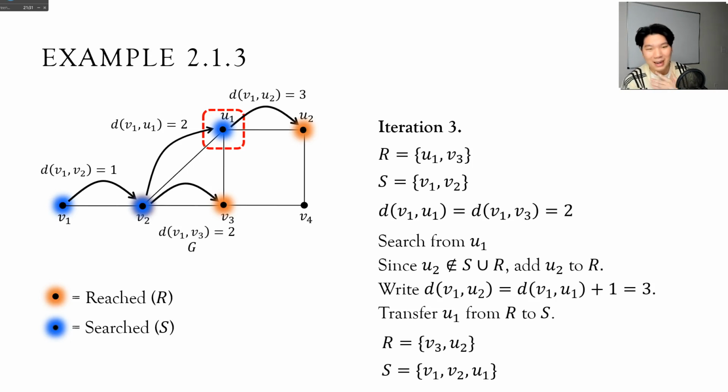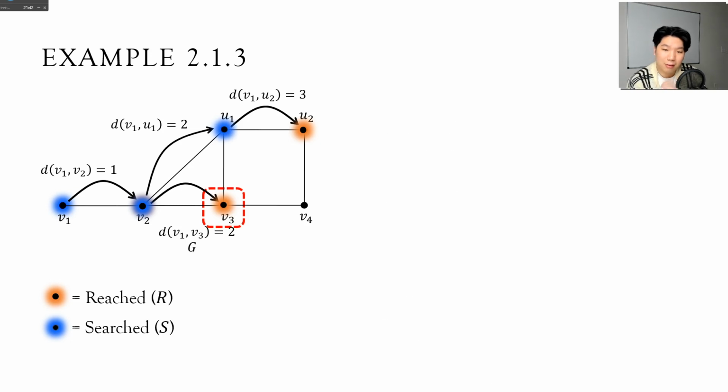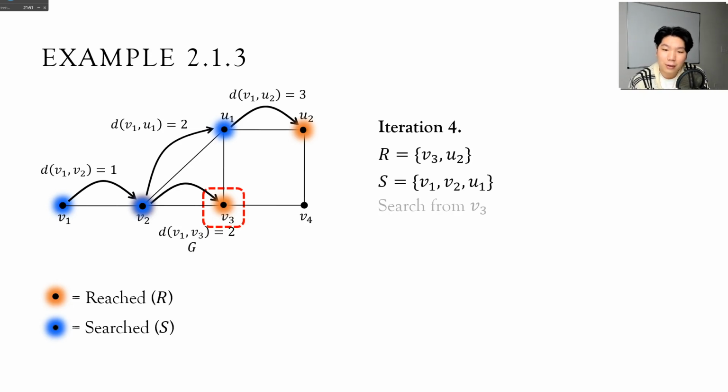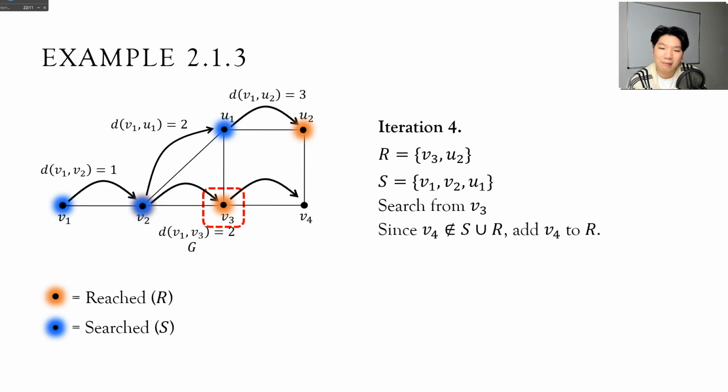Once again, repeating my algorithm for iteration number 4. Notice here V3 was next in my queue, so V3 is the next vertex that we will search. Again, this is our result from iteration 3. If I search from V3, I'm looking for all the neighbors of V3 that have not been reached or searched. In this case, the only neighbor of V3 that is not reached yet is V4. Since V4 has not been reached nor searched, I can add V4 to my reach set.